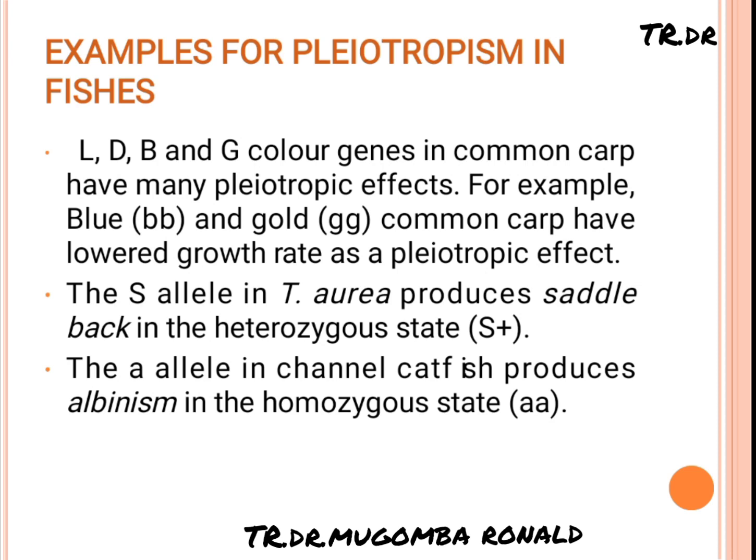So let's take an example of the gene LDBG, which codes for color. This is the gene for color, which looks at the color of the cups. You will realize that it has different pleiotropic effects. For example, it will appear blue if you have small b. It will appear gold if you have small g. It can even cause lowering of growth rates. Now, the same happens even for albinism when it comes to the cups. That is pleiotropism.